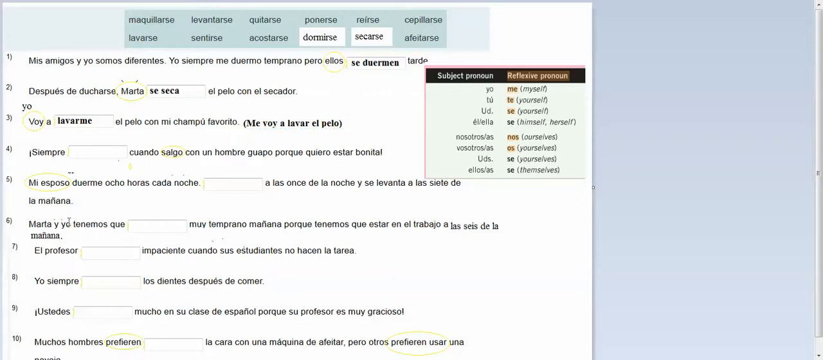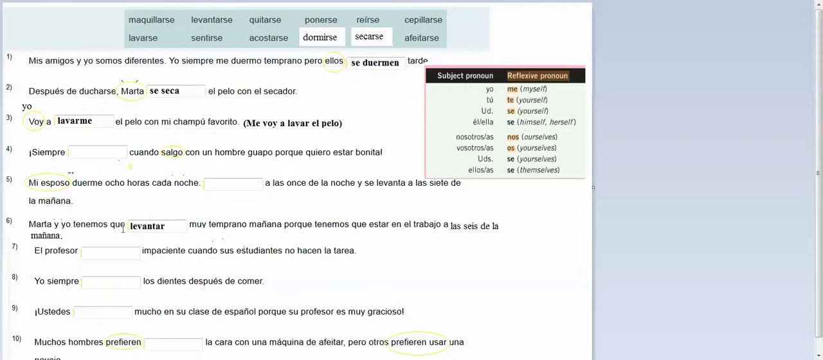Down here it says, Marta y yo tenemos que blank muy temprano mañana porque tenemos que estar en el trabajo a las 6 de la mañana. So Marta y yo tenemos que, if we've got to be at work early, we're probably going to have to get up early. We're going to go ahead and do get up early, which would be levantarse. Okay. Levantarse. Okay, so let's get rid of our se really quickly.